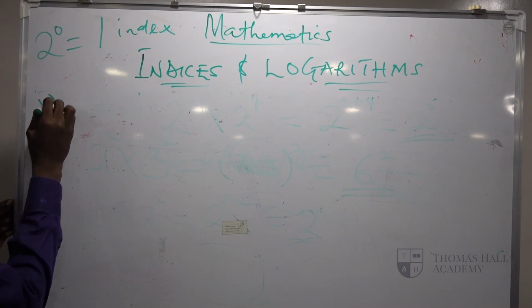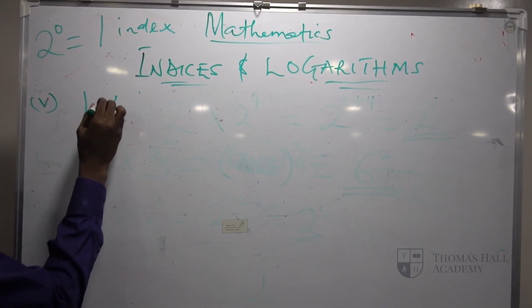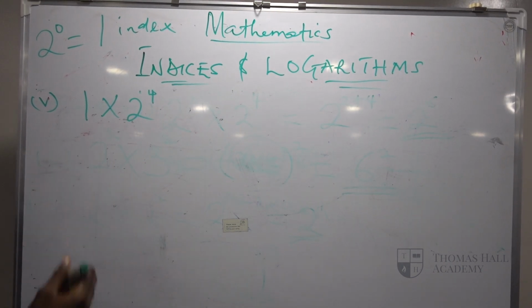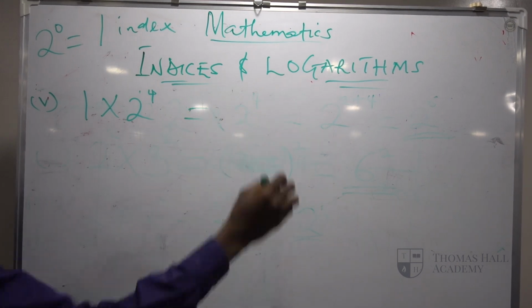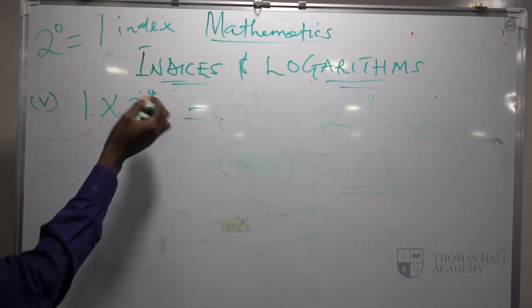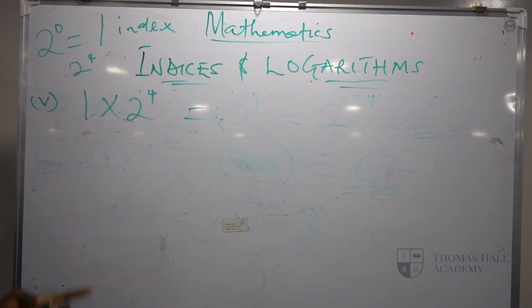Let's say we have another example like this. 1 times 2 raised to power 4. How do we solve this? Normally, we know anything times 1 will give us that particular number. Normally, we say 2 raised to power 4. We know. But how do we express this in indices?